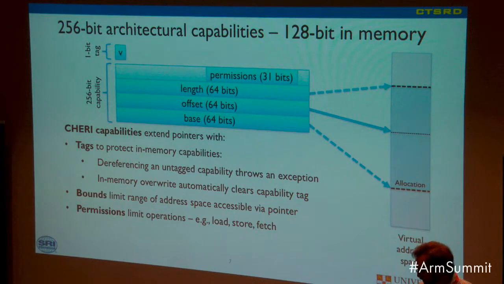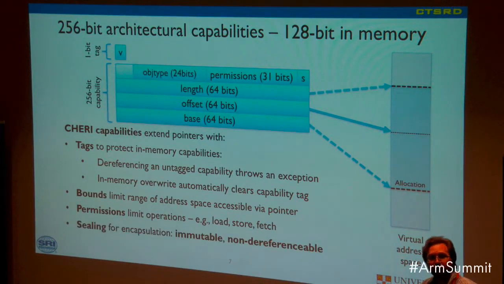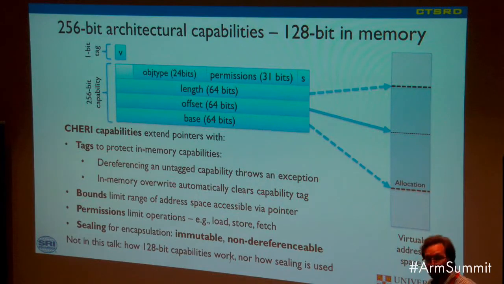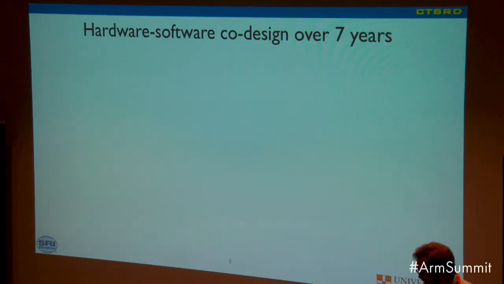We have permissions to limit the operations, as I mentioned. We have some other features. I'm not going to go into detail on those today, but these relate to the implementation of fine-grained compartmentalization. We can have opaque pointers that cannot be dereferenced, whose fields are immutable, and that allows us to refer to other higher-level software objects rather than hardware interpretations of pointers. So we can reuse these protections for software-defined objects. And what I won't do then is tell you about how 128-bit capabilities work or how sealing works.